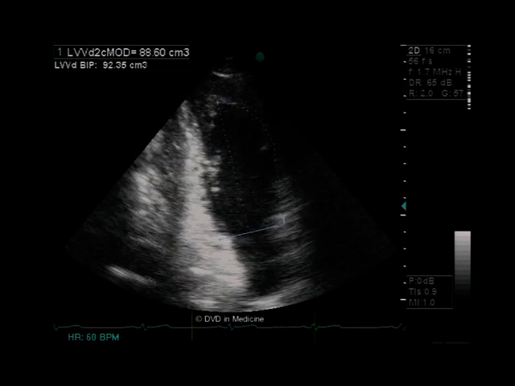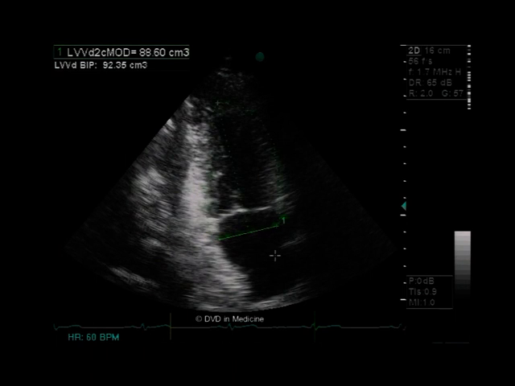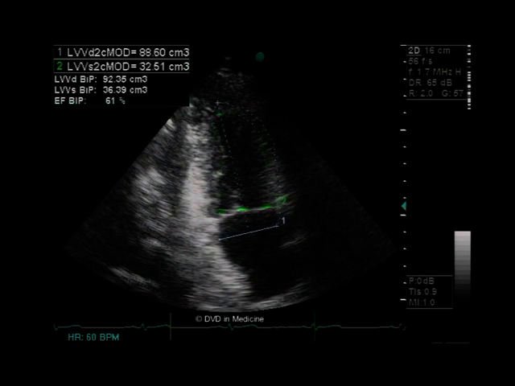One returns to cineloop and finds minimal dimension of the left ventricle in systole. Again, after activating the appropriate program, one performs manual tracing of endocardial borders. One determines the long axis of the left ventricle in systole. The calculated ejection fraction is 61%.